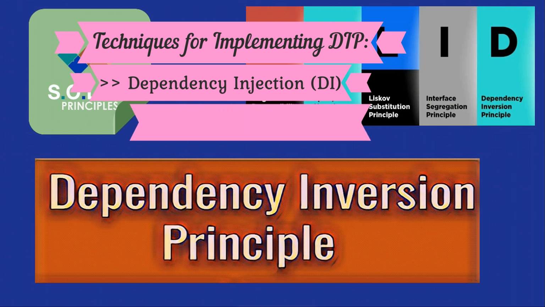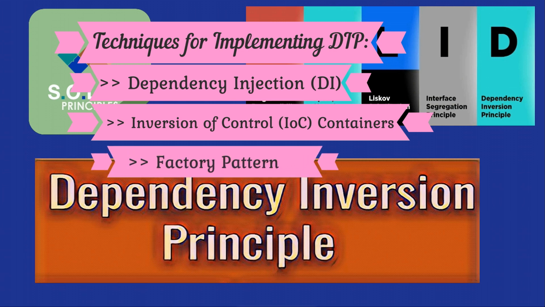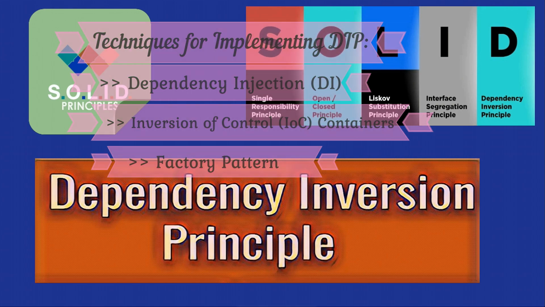Next, inversion of control. IoC containers are tools that manage the creation and resolution of dependencies automatically. They can automatically inject the appropriate implementations of abstractions into classes that require them. Next, factory patterns. You can use a factory to create instances of classes based on the abstractions. It allows you to change the implementation at runtime.